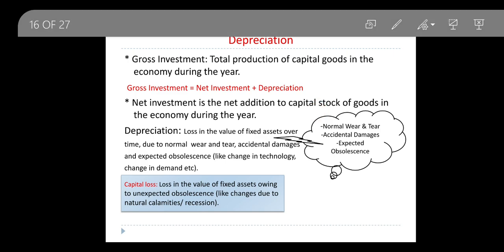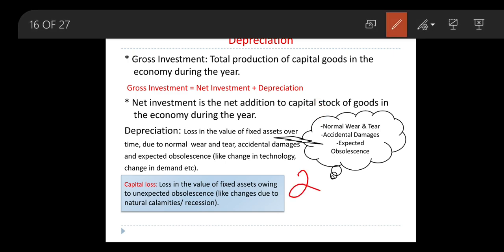For example, earlier you were having two machines and now you want to increase your production. To increase your production, you purchase two more machines. So you added two more machines, right? This is your net investment, the net addition to capital stock.